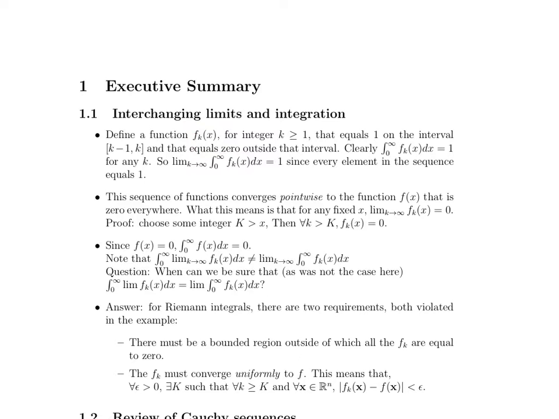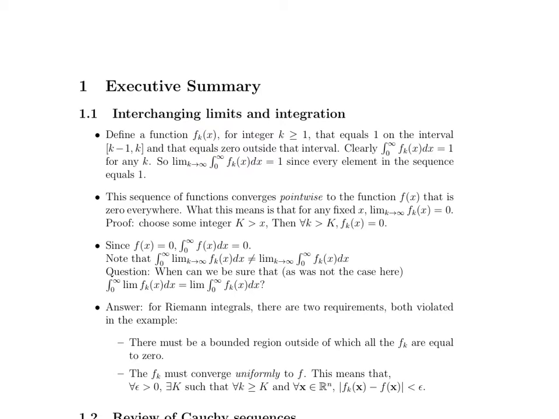And what do these functions look like? Well, note that k is an integer, and the function will equal 1 on the interval from k minus 1 to k, and then it's 0 everywhere else. So that means that f sub 1 of x is going to equal 1 from 0 to 1 and 0 everywhere else. And f sub 2 of x is going to equal 1 from 1 to 2 and 0 everywhere else. So these are discontinuous functions.